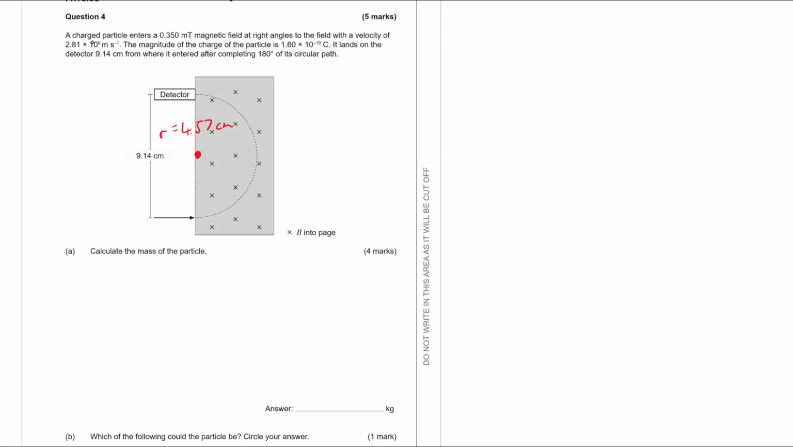It gives you all the other information like the B's and the V's and the Q's. And so it's just a matter of identifying that it's a mass spec question. So something like that would be fine. And then mv squared on r equals qvB.